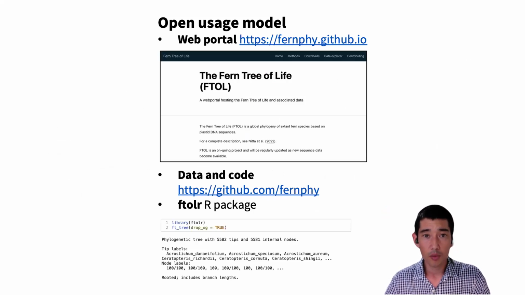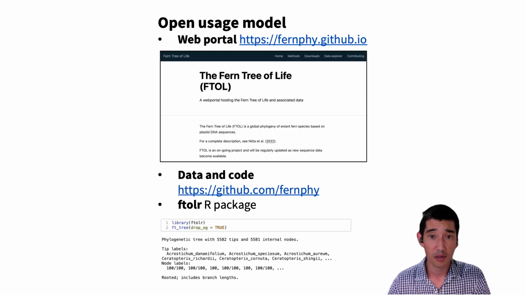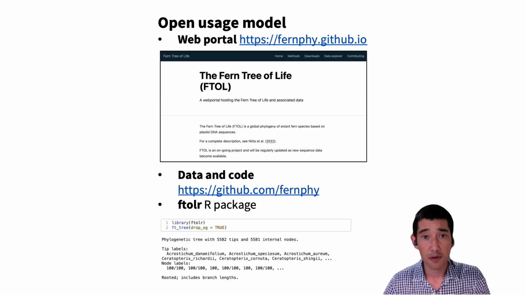Now, importantly, we don't want to publish this tree just once and consider it done. We've designed this pipeline to be continuously updated, and we are always pushing our results up to a web portal to make them available to other researchers. That's here at fernfly.github.io. And of course, all of the data and code underlying our tree are also available on GitHub and Figshare. We also have an R package that can be used to read the tree directly into R as well.